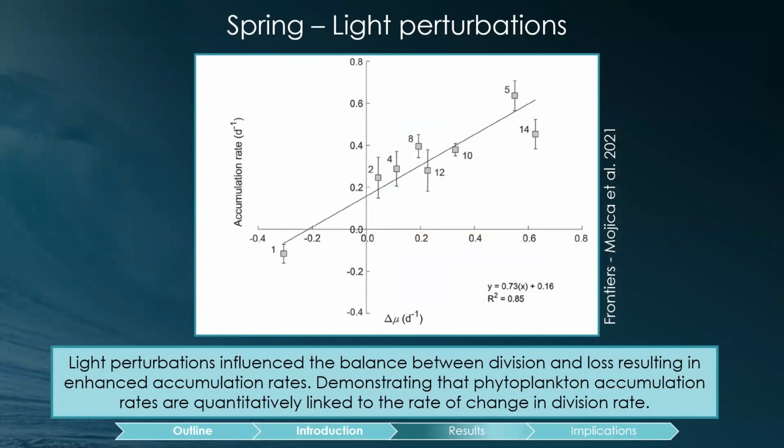And what's shown in this figure is the resulting rate of change in division versus accumulation rate, where accumulation rate is the net consequence of division minus loss. So this was the first clear experimental demonstration of the central tenet of the disturbance recovery hypothesis, specifically that phytoplankton accumulation rates are quantitatively linked to the rate of change in division.